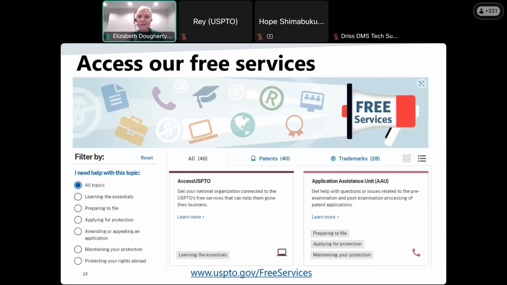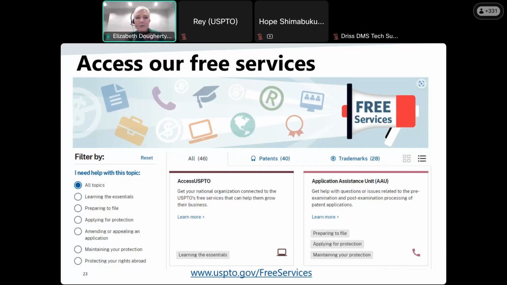Accessing our free services. There we go. My favorite four-letter word, FREE, free. And we have a number of free services through the US Patent and Trademark Office. And unfortunately, many of them are unsung heroes. So I'm excited for you to know that you can find these on our website and know that there are a number of them. This is available from our USPTO.gov website.